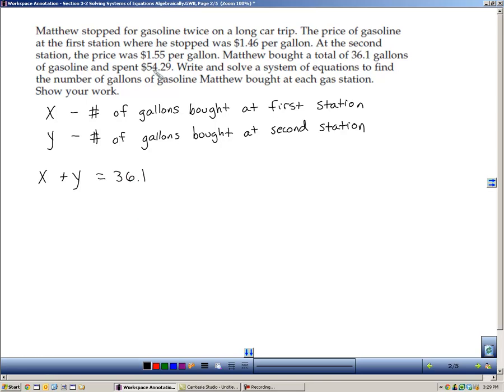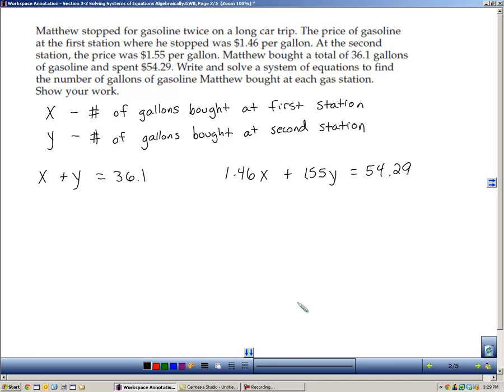And total, he spent $54, so our second equation is going to have to be how much things are worth. So $1.46 per gallon x at the first station plus $1.55 per gallon y at the second station, and that equals $54.29. So those are my two equations.